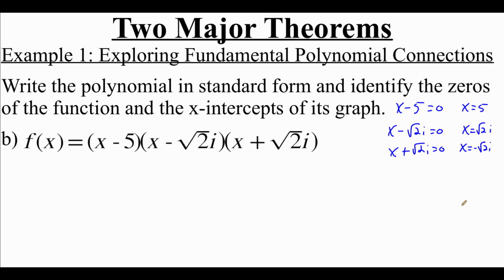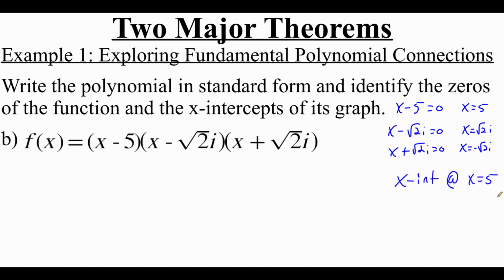Now in here, as far as finding the x-intercepts, the only real 0 that we have in there is the 5, meaning that we're going to have an x-intercept at 5, but the other zeros are imaginary, meaning that those ones will not be x-intercepts.